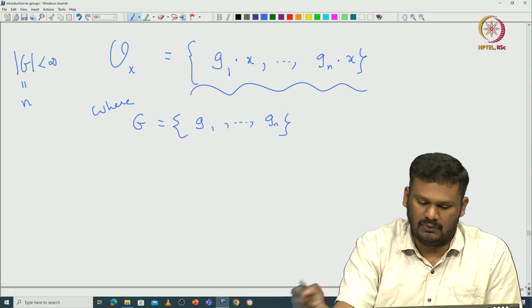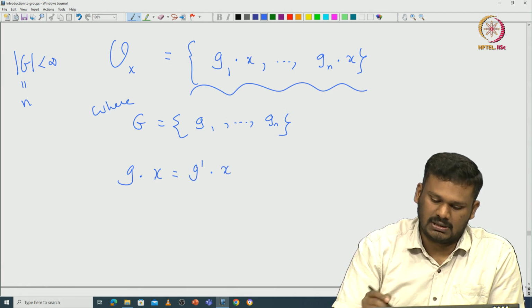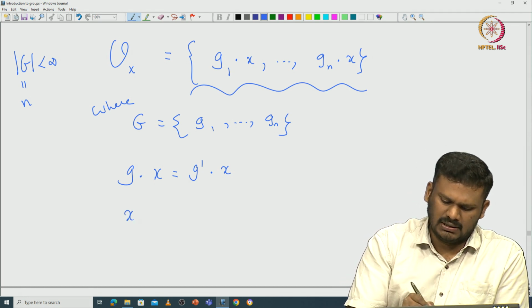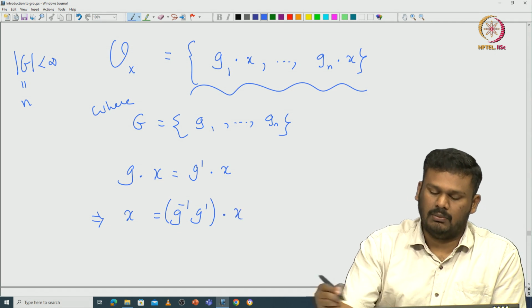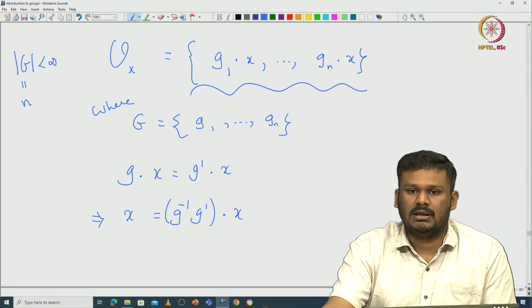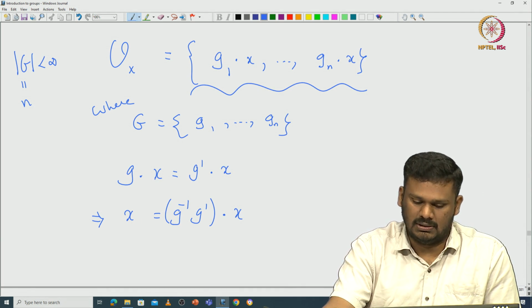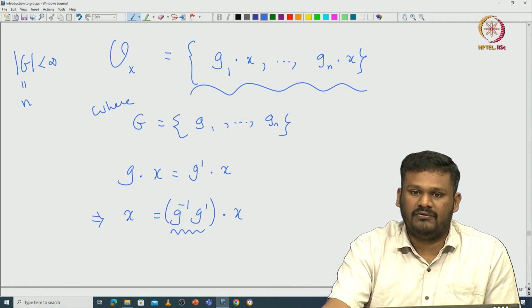So, we need to be very careful. Let us see when that can happen. If g dot x is the same as g dash dot x, then let us see what happens. Then you can easily see that this would imply x equals g inverse g dash dot x, by applying g inverse on both sides. That means this particular element, g inverse g dash, actually fixes this x.